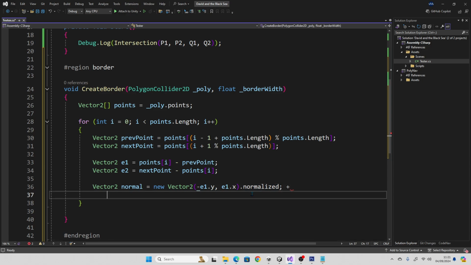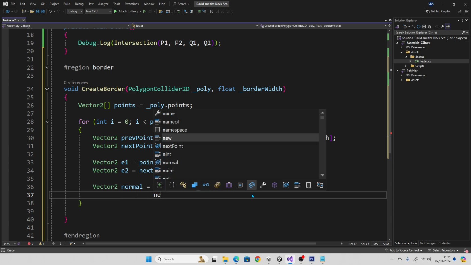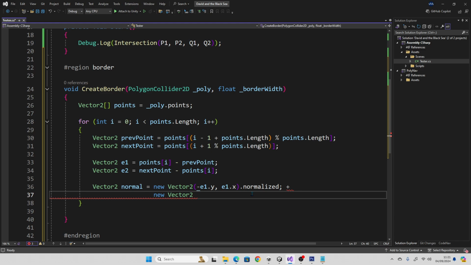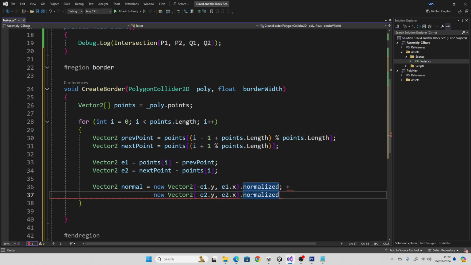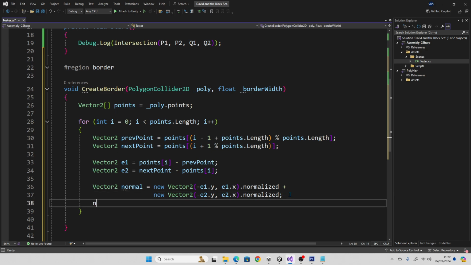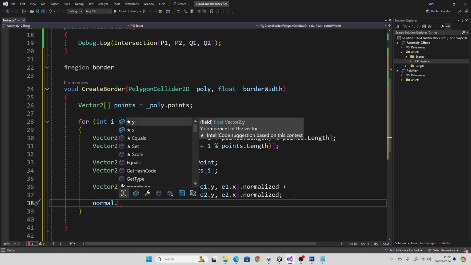And then we're going to add that to, let's just do it on another line, new vector 2, and this is where I'm doing minus e2.y and e2.x, normalized. All right, so the addition of both those things gives us our normal point. But then the normal point, remember, on the graph is far away, and we need to bring that also down. So I'm going to just say normal.normalize.